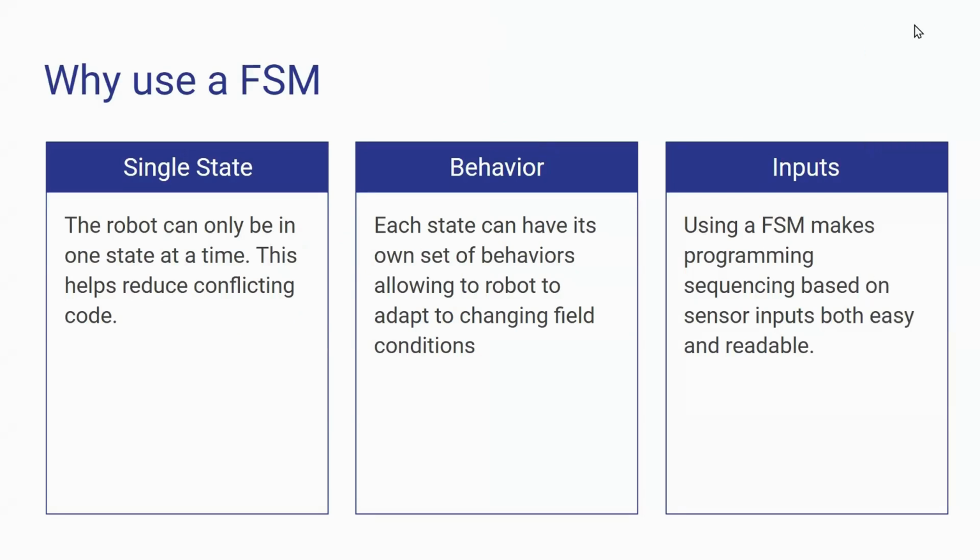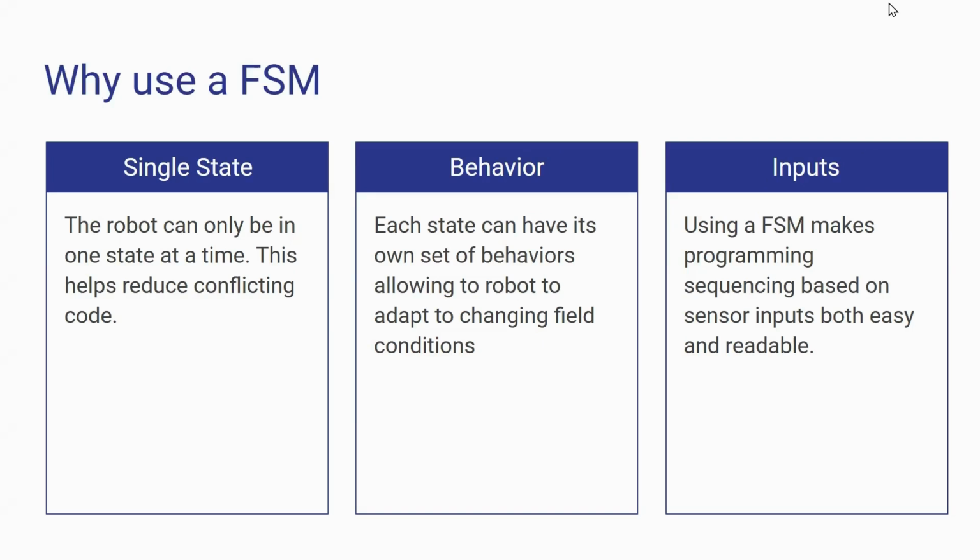Now, you would use this for its single state capabilities. Since the robot can only be in one state, it can reduce conflicts in code and simplify the readability of it. Each state can also have its own set of behaviors, allowing the robot to better adapt to changing field conditions. So you can use this to set up defined intake and delivery modes and have the robot behave differently in each mode. And using an FSM makes programming sequencing based on sensor input both easy and readable.